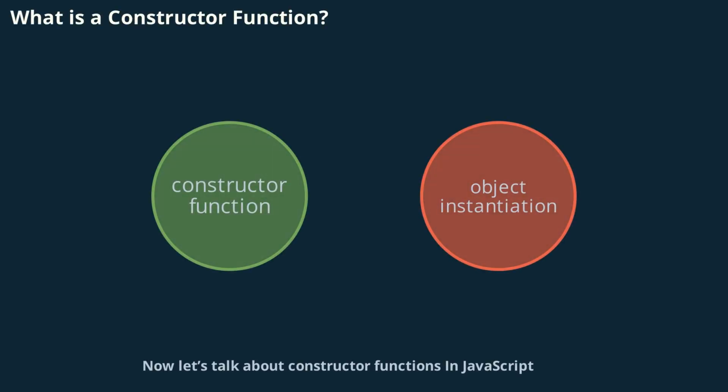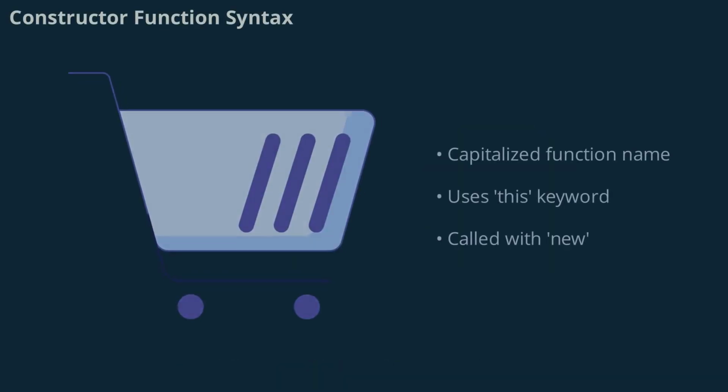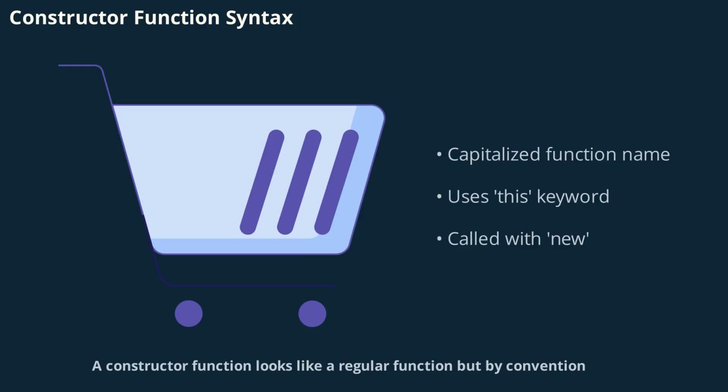Now let's talk about constructor functions. In JavaScript, a constructor function is used to create objects, often in an object-oriented programming style. When you use the new keyword with a constructor function, JavaScript automatically creates a new object, sets up its prototype, and binds this to the new object. Constructor functions are a classic way to generate multiple objects with similar properties and methods, especially before ES6 classes became popular.